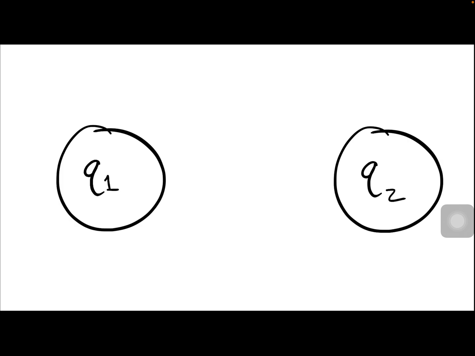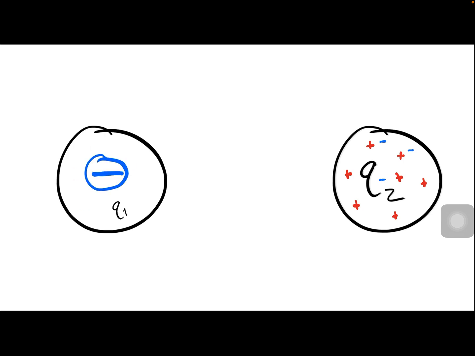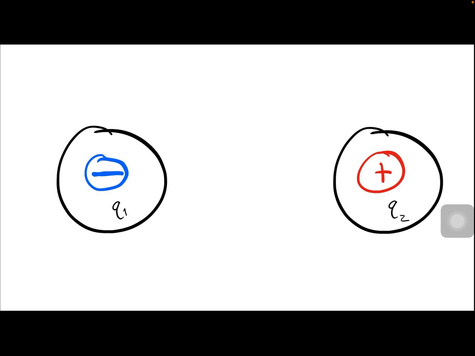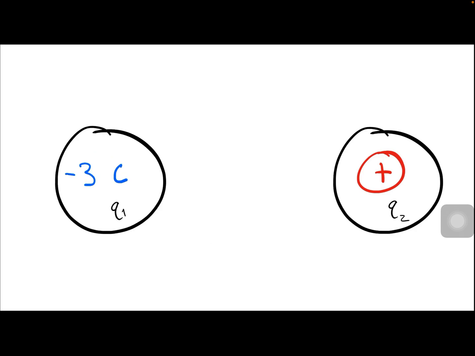So let's look at these a little bit closer. We have charge 1 on the left, charge 2 on the right. They're a certain distance away from one another, and they'll feel a force of either attraction or repulsion. Let's figure it all out. So we have a little bit more electrons on charge 1, few more protons on charge 2. Charge 1's negative, charge 2 is positive. So the important question here is how much charge? What amount are they positive? What amount are they negative? So if we look at it, Q1 just happens to be negative 3 C, and Q2 is positive 2 C.